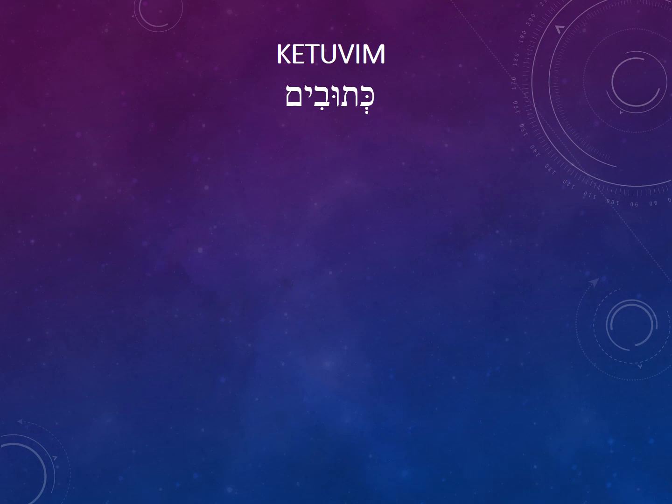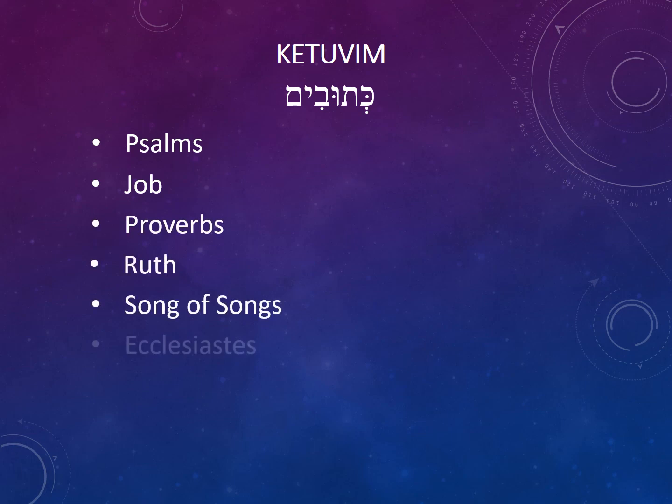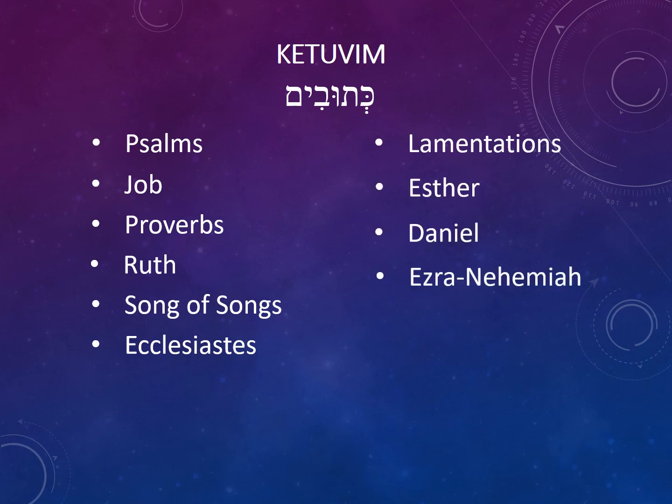The books we find here are Psalms, Job, Proverbs, Ruth, Song of Songs, Ecclesiastes, Lamentations, Esther, Daniel, Ezra, Nehemiah, Chronicles. Again, in the original Hebrew manuscripts, we find Ezra and Nehemiah as one book rather than as 2 separate books, and the same with Chronicles.